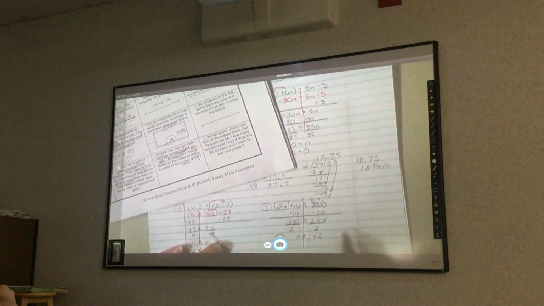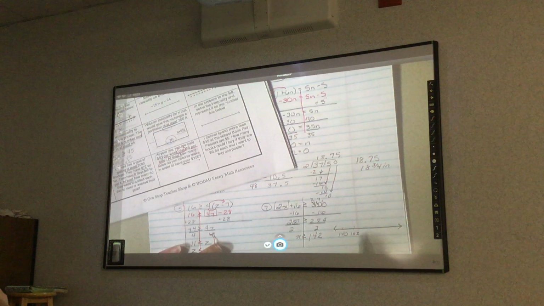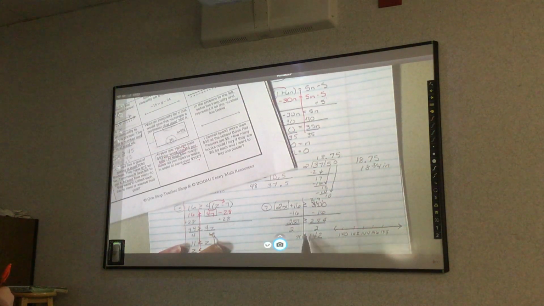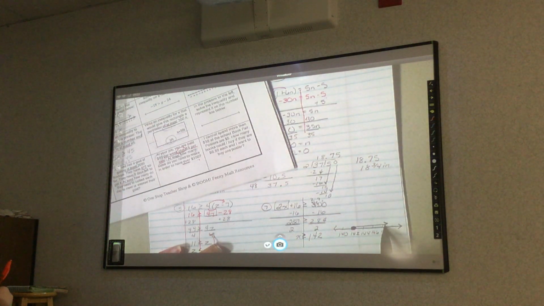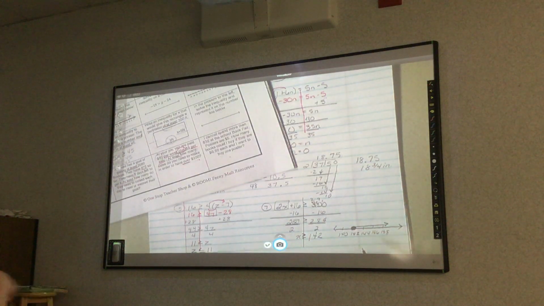Now to graph this, you're going to want some big numbers. So I'm just going to go like 140, 142, 144, 146, 148. And x is greater than or equal to 142. So I fill in the circle at 142 and I arrow to the right. You can use whatever numbers you want, you just have to have at least 142 and some numbers greater than that.